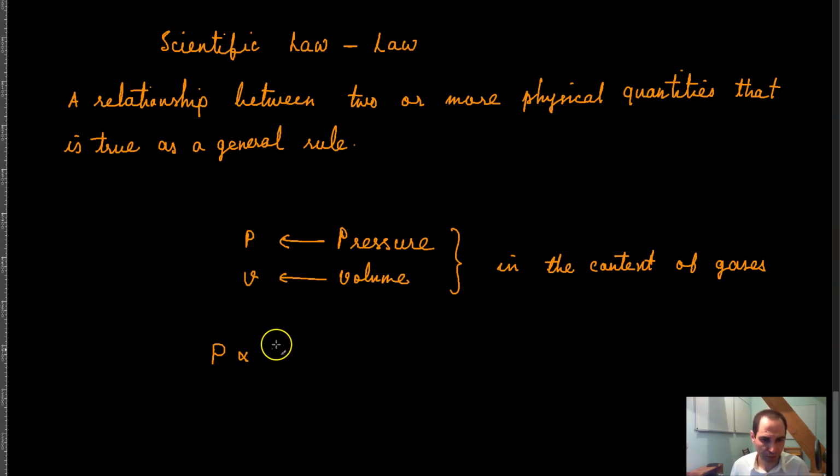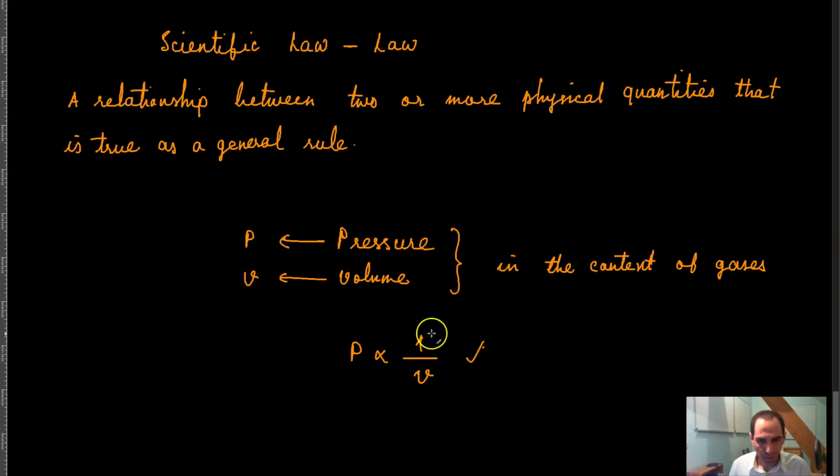If the relationship is direct, meaning that when you increase the pressure, the volume also increases, then the relationship is direct, and then I would write it this way: P is proportional to V. If the proportion is indirect or inverse proportion, then I would write it as P is proportional to the reciprocal of V, or 1 over V, right? And this one is actually the case for gases.